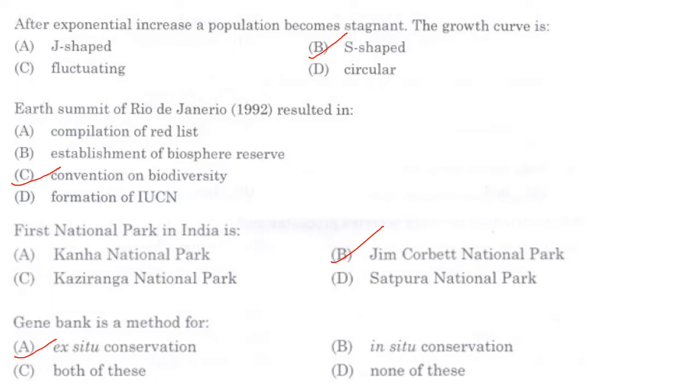Earth Summit at Rio de Janeiro in 1992 resulted in the Convention on Biodiversity. Answer is option C. First national park in India is Jim Corbett National Park. Answer is option B. Gene bank is a method of ex situ conservation. Answer is option A.